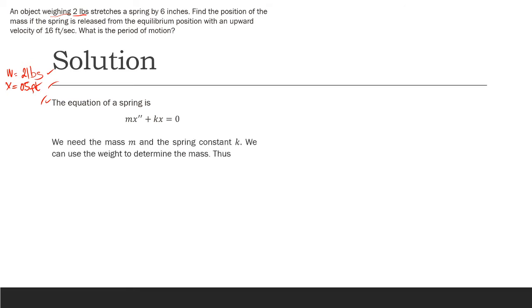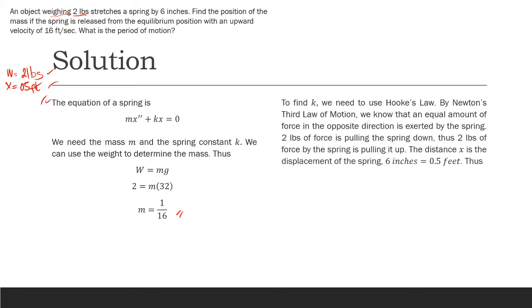So, let us first solve the mass. We can just simply use the formula for the weight and that is just mg. So, weight natin is 2 pounds, m natin is unknown, and g natin is 32 feet per second squared. So, substituting that to the equation, we will arrive at m is equal to 1 over 16. That is our mass.